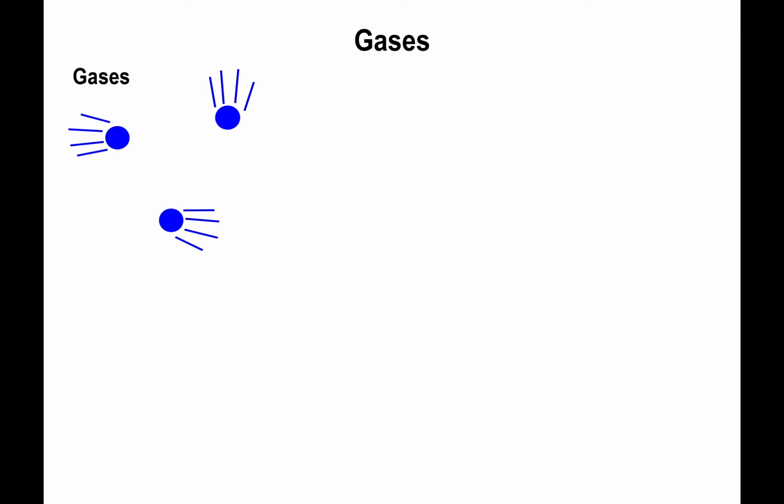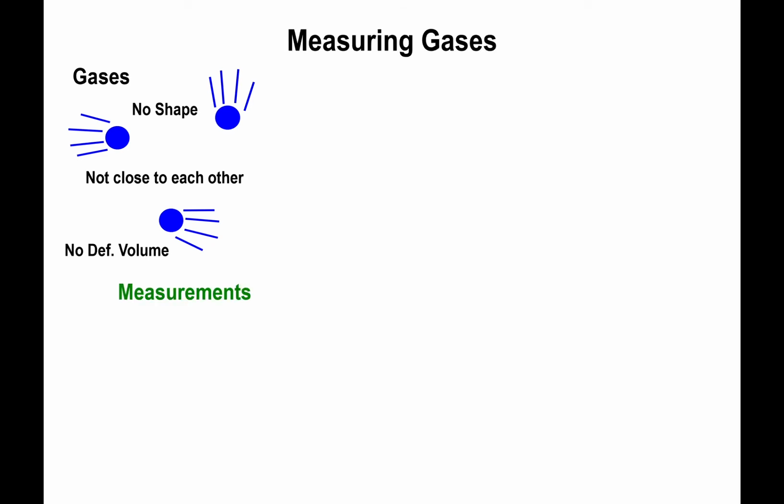So gases are simply molecules. They could also be atoms, but they are molecules that together have no shape of their own. They actually take up the shape of the container they're in. They're not close to each other, so they actually try to expand as much as possible. And they do not have a definite volume whatsoever. They will take up the volume of the container they're in, and if you can actually change the container by expanding it or contracting, the gases will adapt to that change.